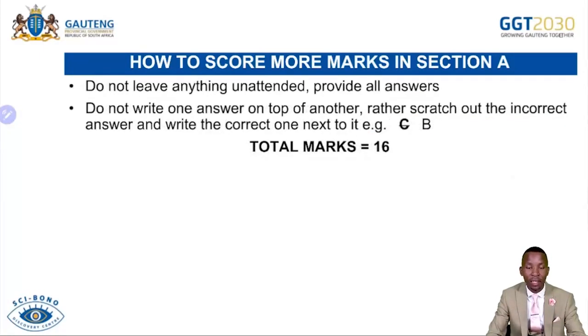Do not leave anything unattended. Provide all answers. Most of you, sometimes you simply leave a certain option unattended because maybe you wanted to rush somewhere. When you come back, you don't have time, and then you don't complete. Ensure that every numbering has an answer provided. Do not write one answer on top of another. Rather scratch out the incorrect answer and write the correct answer. Do not give options. Don't say C or B. It will be wrong. Just give the correct answer. If you have given a wrong answer initially, scratch it like a scratch here, then you write the correct answer. Total marks will be 16.